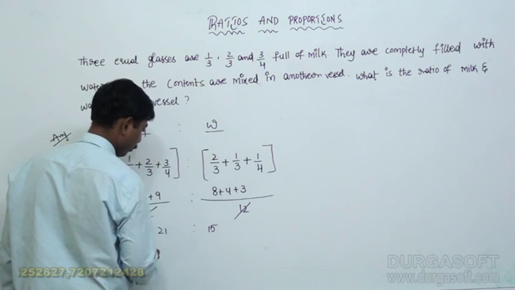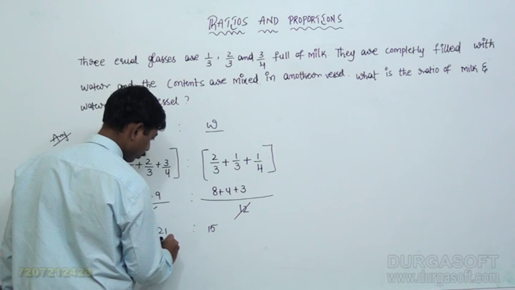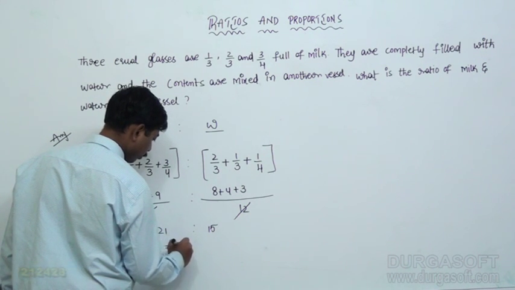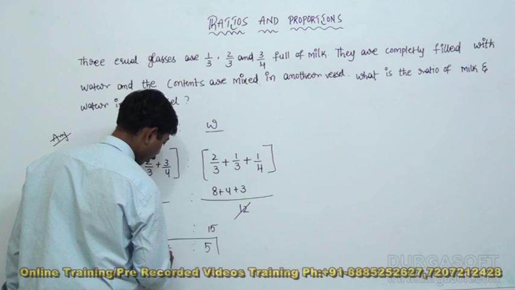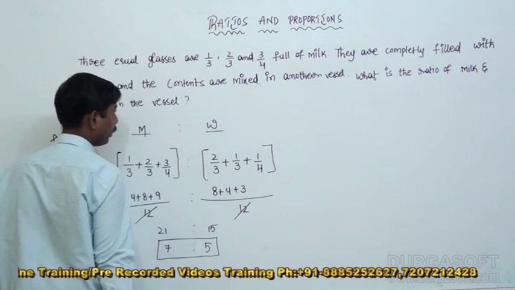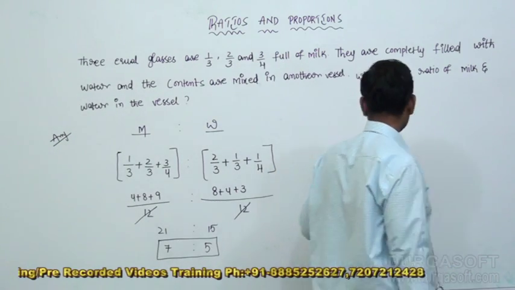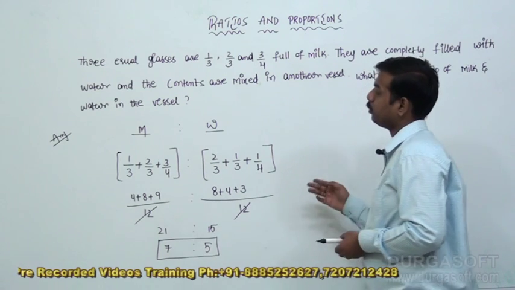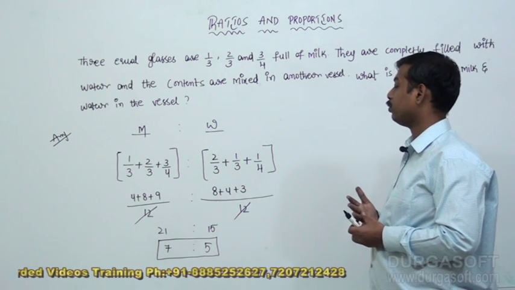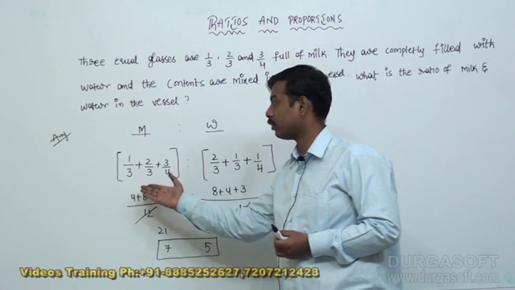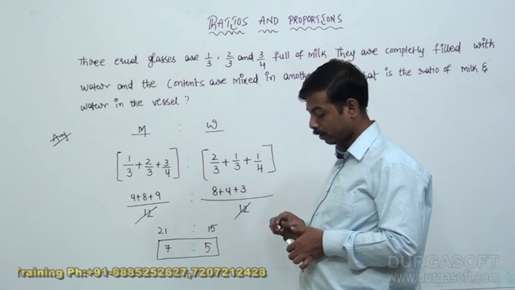21 is to 15 means what ratio, my dear guys, here? 21 is to 15 means 7 is to 5 should be the ratio of a milk and water in the vessel. That's how we have to do it, my dear guys. Not only in the vessel, wherever you mix these kinds of ratios, definitely the ratio should be like this only, guys. Great, let us go for the next one.